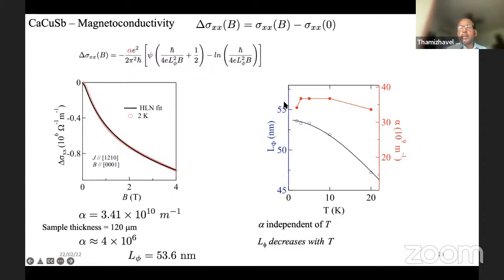And you can see the temperature dependence of this alpha and phase coherence length: the number of conduction channels remains almost the same as you increase the temperature, whereas the phase coherence length decreases because of the phonons.